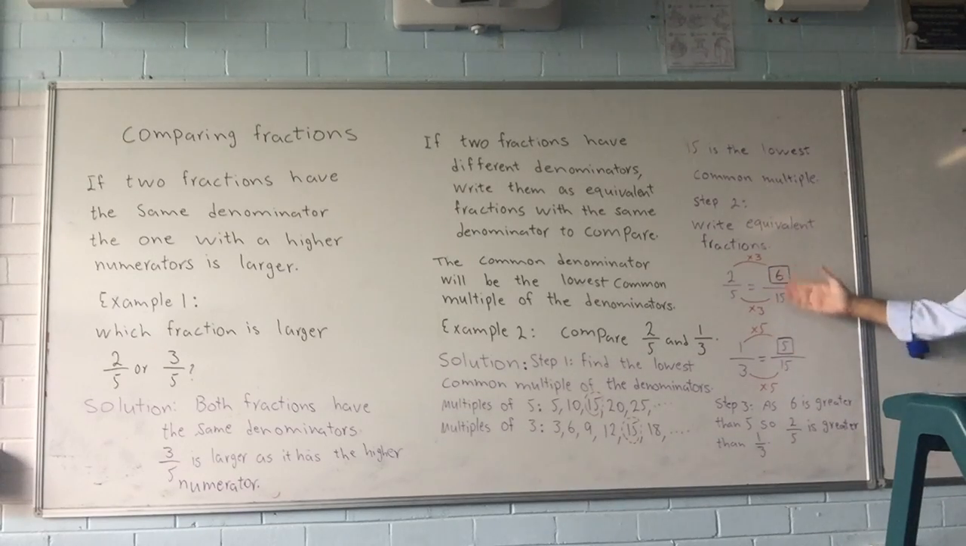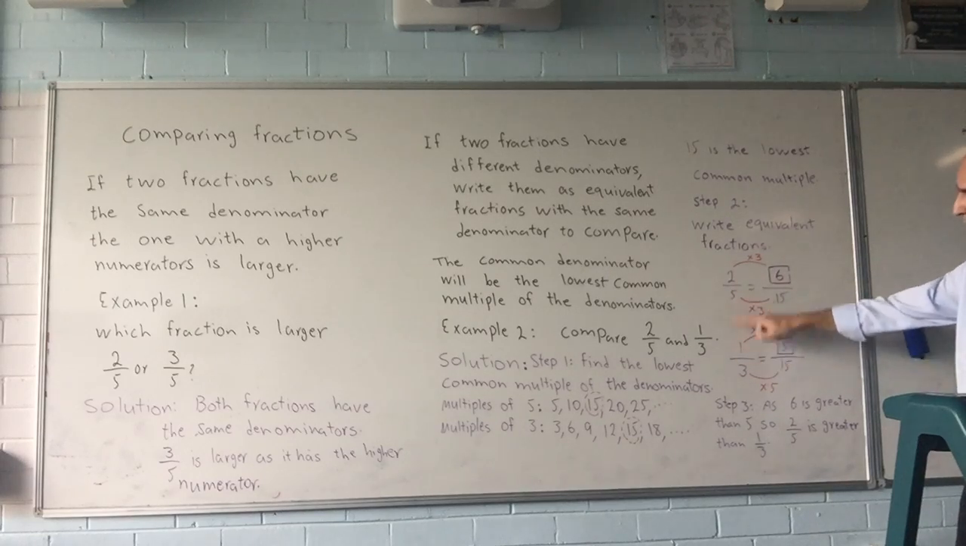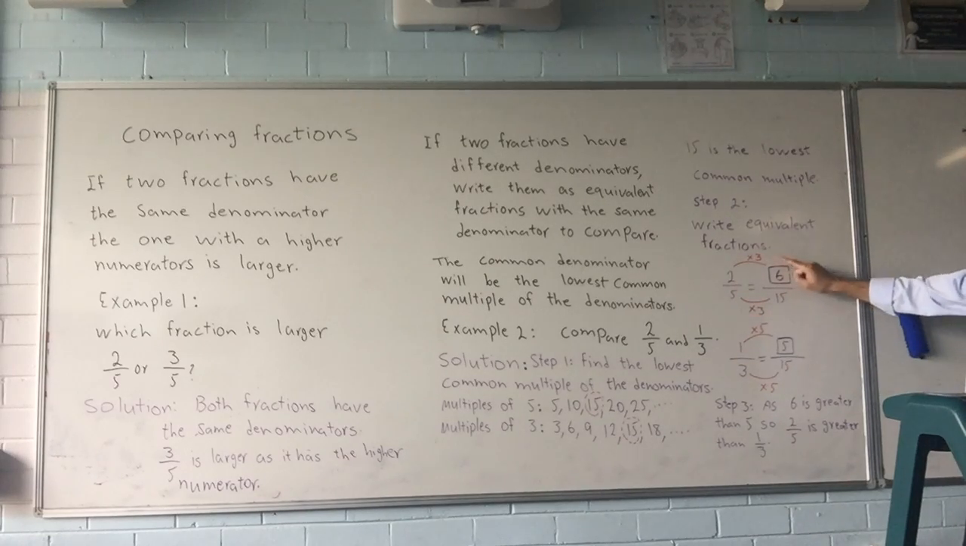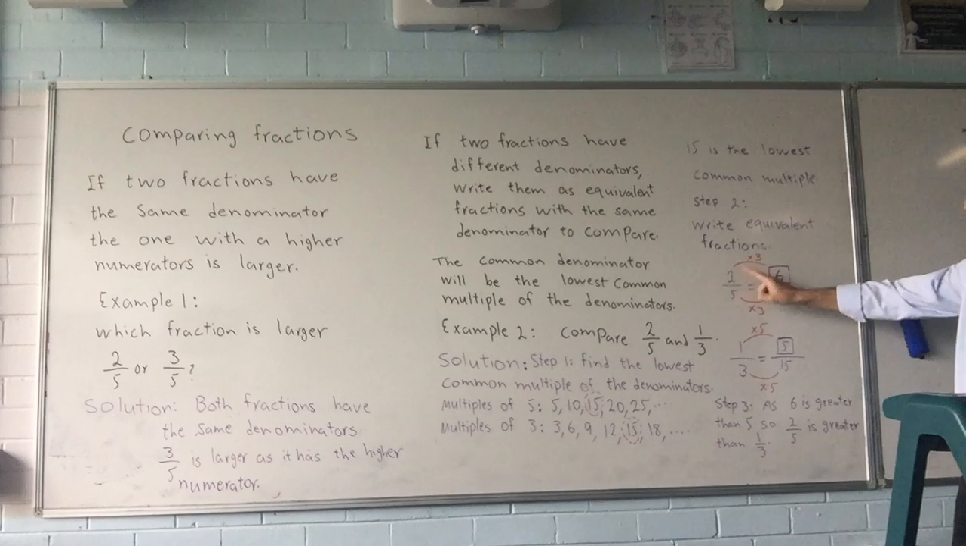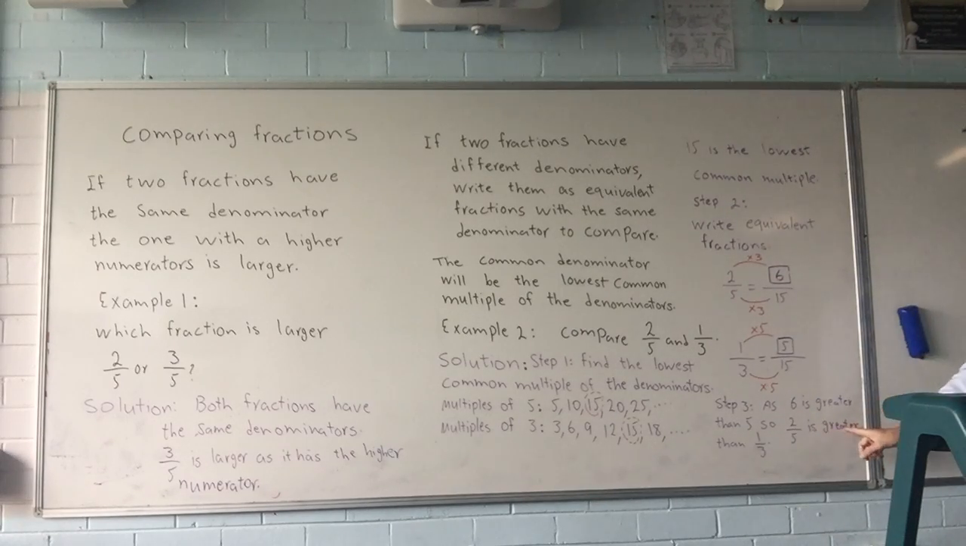Which one of them is larger now? Compare these two new fractions: 6 fifteenths and 5 fifteenths. Obviously, this is larger because we have a higher numerator here, with the same denominators. But remember, our purpose was to compare the original two. So if this is larger, it means that 2/5 is larger. So 2/5 is greater than 1/3. Thank you for your attention.